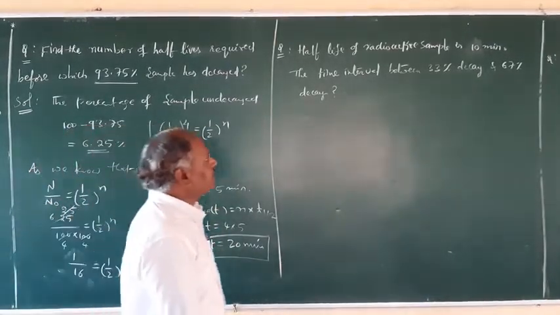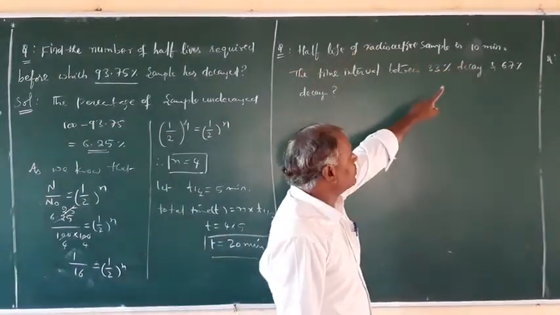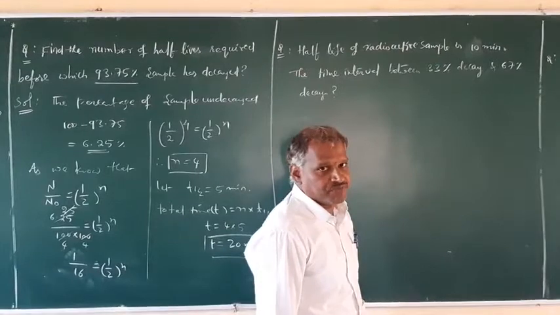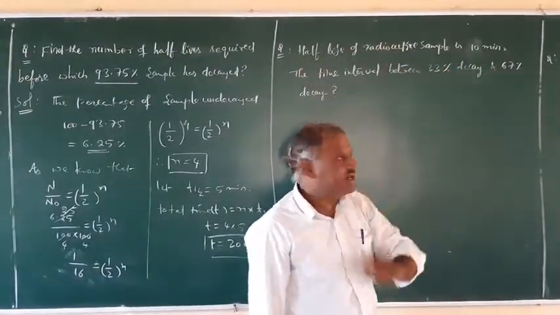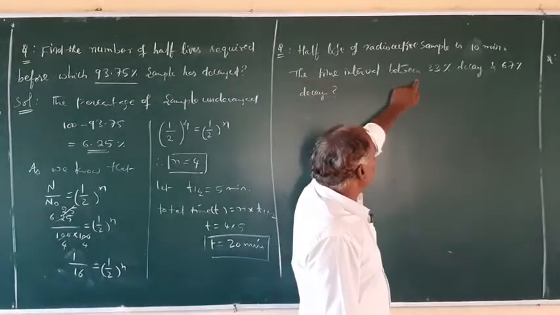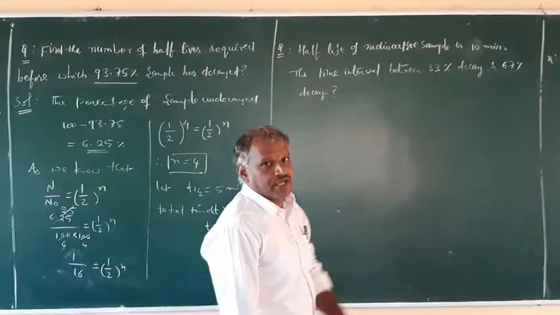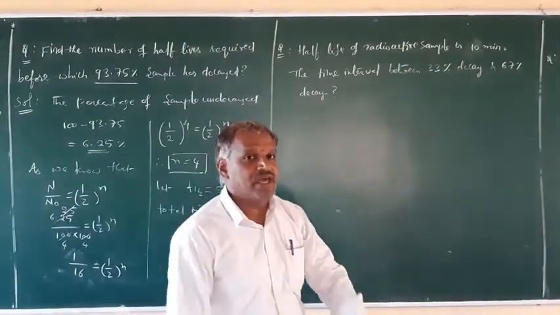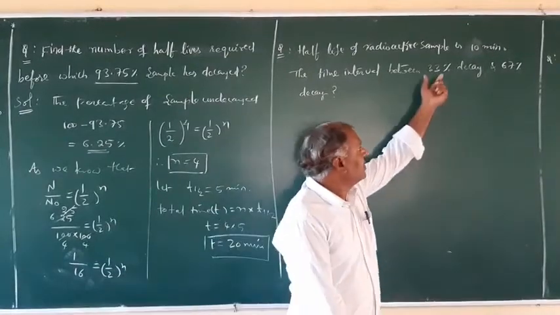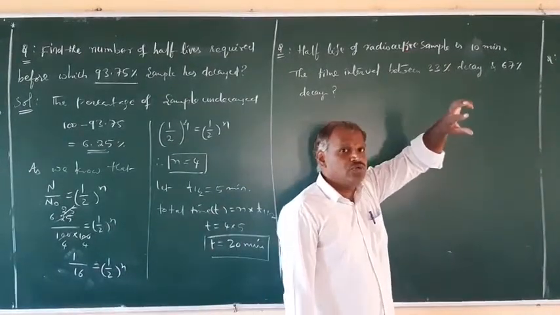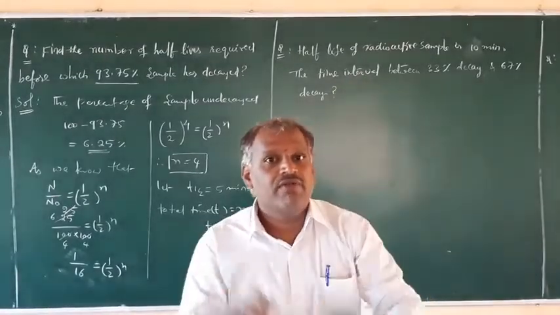And next, there is one more. Half-life of a radioactive sample is given. How much is it? 10 minutes. Half-life of a radioactive sample is given as 10 minutes. The time period between 33% of decay to 67% of decay. How much time interval is there between these two percentage decays? So here 33% decay changes to 67% decay, during which what is the time interval.